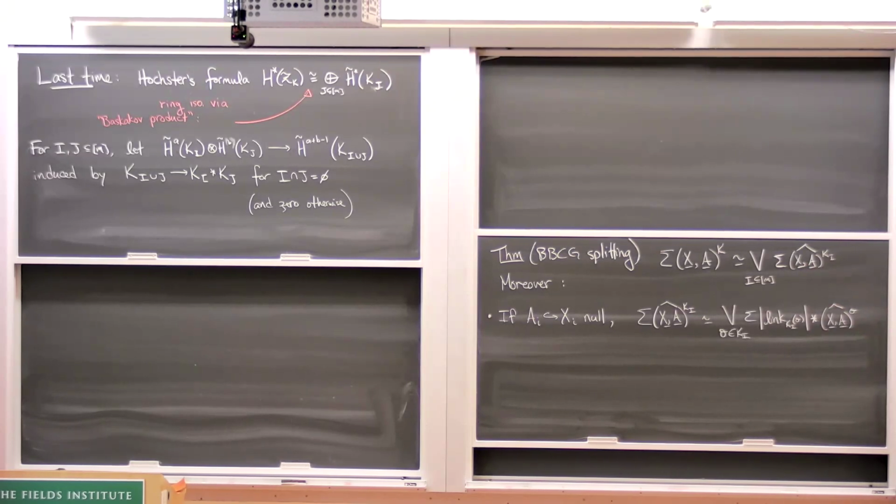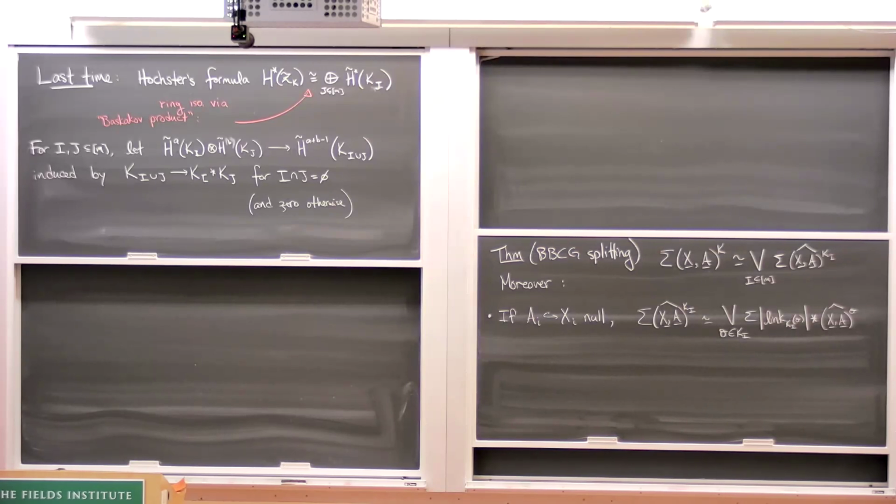And I should tell you just in general what the link of a face in any simplicial complex is. The general definition is just all of those faces tau in K that are disjoint from sigma, but have the property that sigma union tau is a face of K.